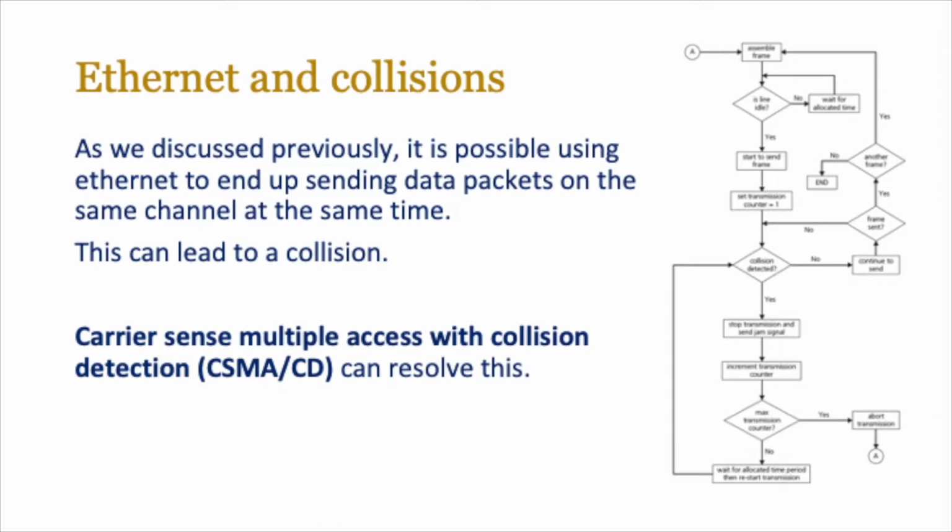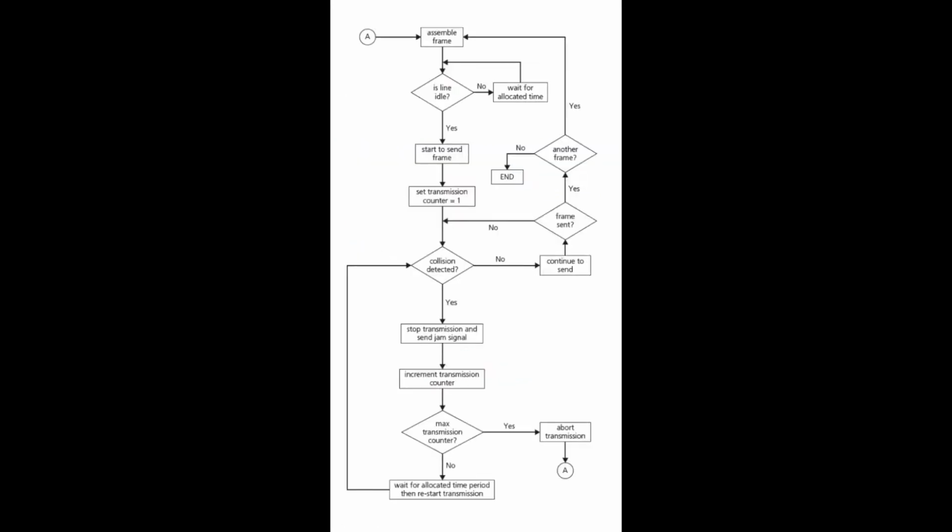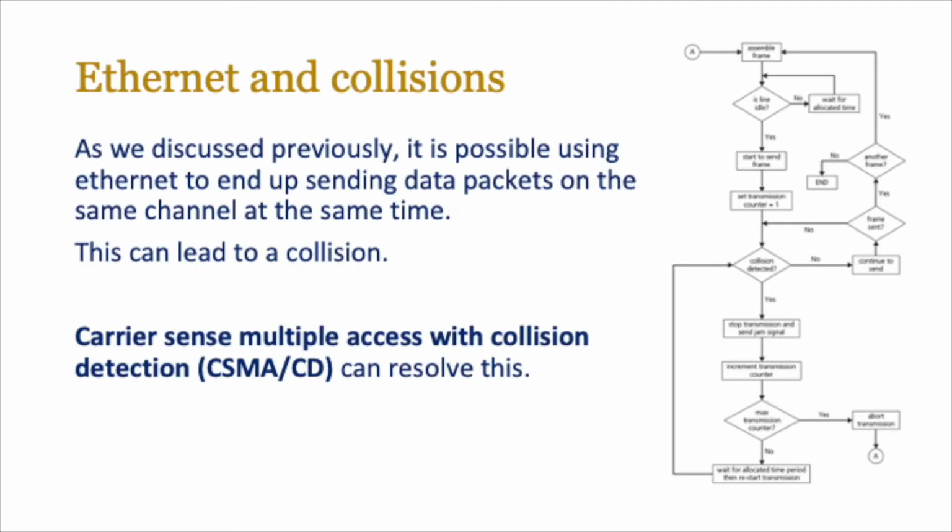Now you might want to pause the video and have a look at the flow chart in a bit more detail. Study that and it'll give you an understanding of what's happening with the CSMA/CD protocol. It's possible that we end up sending data packets on the same channel at the same time, and that means two data packets can end up colliding, which is called a collision.